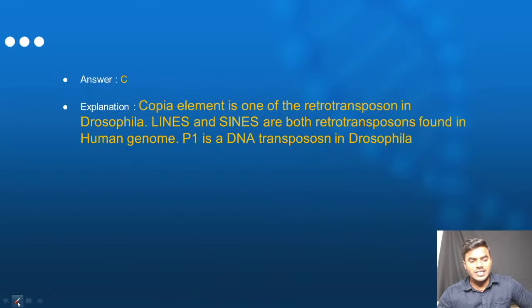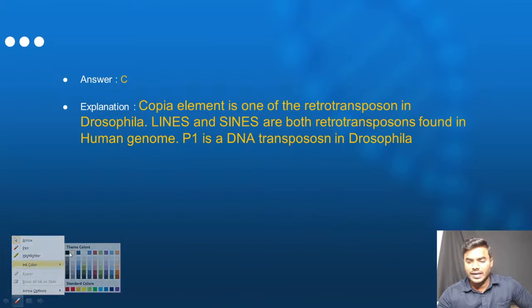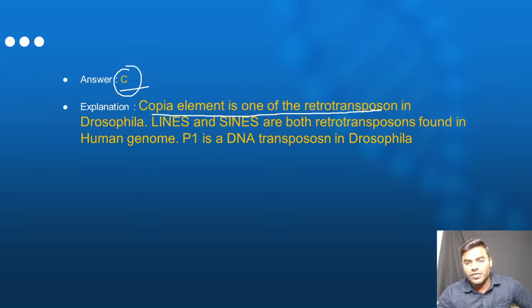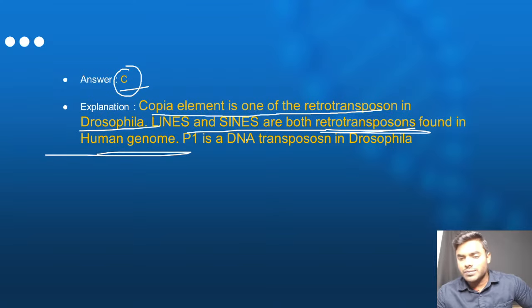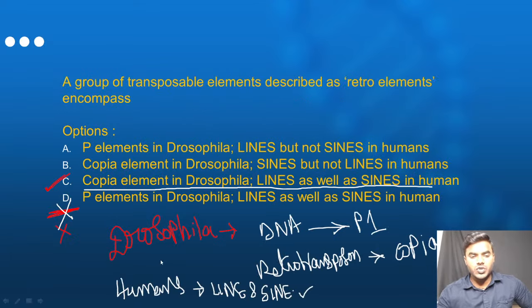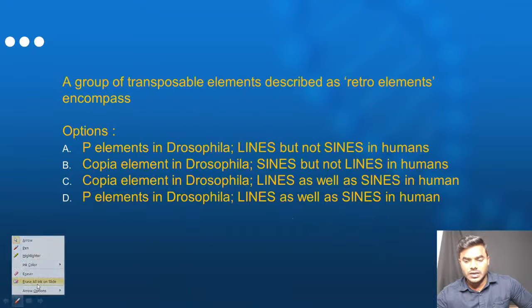Please don't get confused. In yesterday's class we gave the wrong answer. Please highlight, Sumaya said that the answer is correct. Even later I checked the video. We had given the answer as D. Answer is C, friends. Please don't forget. Copia element is one of the retrotransposons in Drosophila. LINEs and SINEs both are retrotransposons found in the human genome. P1 is the transposon present in Drosophila, which is a DNA transposon. Okay friends, please don't get confused. Here the answer will be C. Okay, thank you Sumaya.